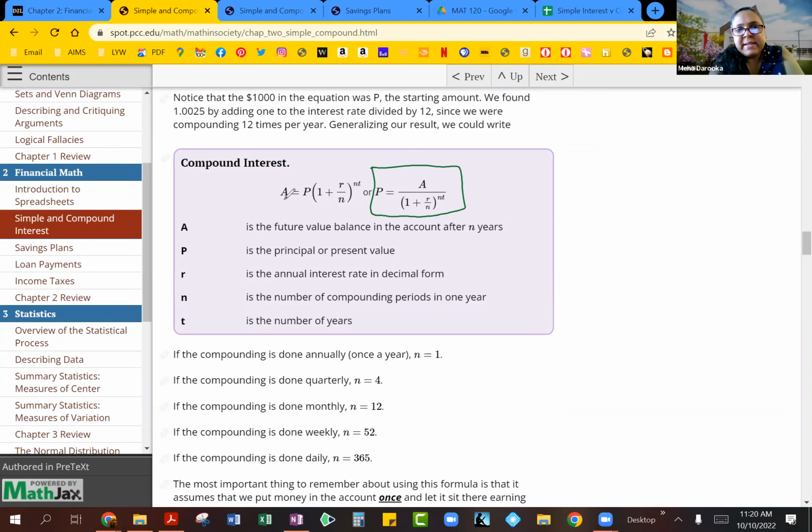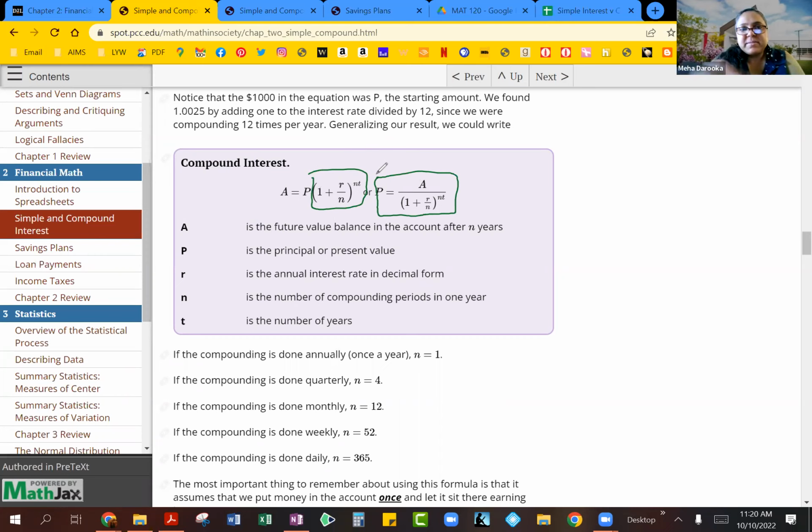So basically all they have done to the original compound interest formula is divided both sides by that parentheses part and brought it down to the denominator of A. So you end up with 1 plus r over n, and then the whole thing raised to the nt power. So P comes by itself on one side, and then A gets that whole big denominator. So that's basically the formula.